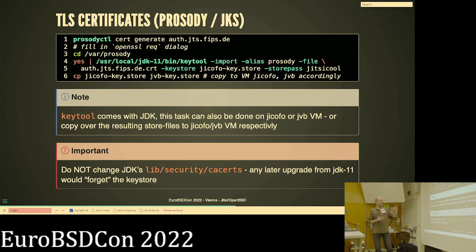And you have to copy that result, jicofo.store to the JICOFO VM and the JVB keystore, which is the same file anyway, to the JVB VM, or you do it the other way around. You copy over the CRT file and create the store files on their VM respectively. What you really should not do is fiddling within the JDK installation itself with CA certs. The next update and you are dead with that functionality. The Jitsi installer for the Debian all-in-one VM is exactly doing that.